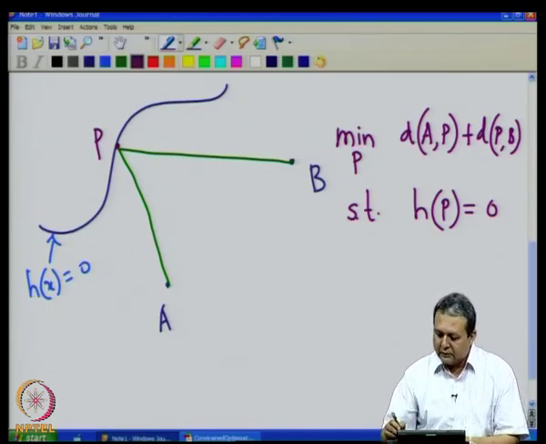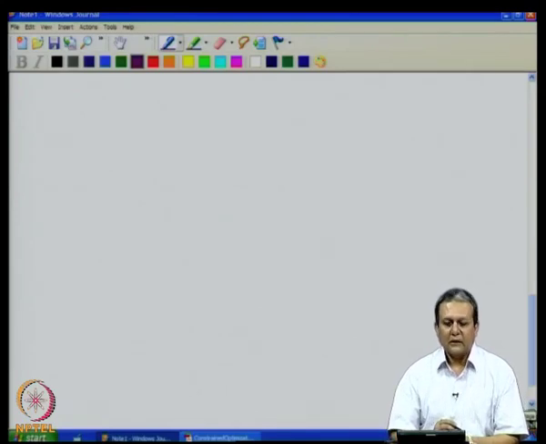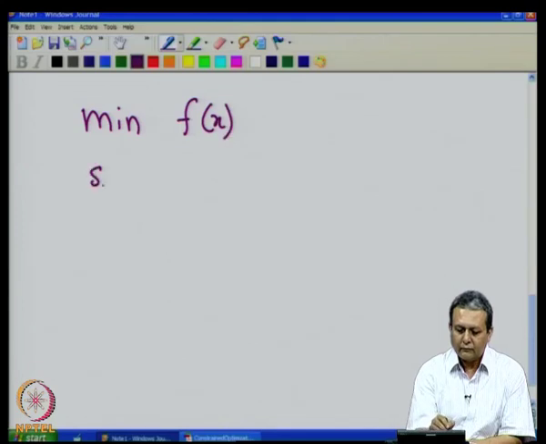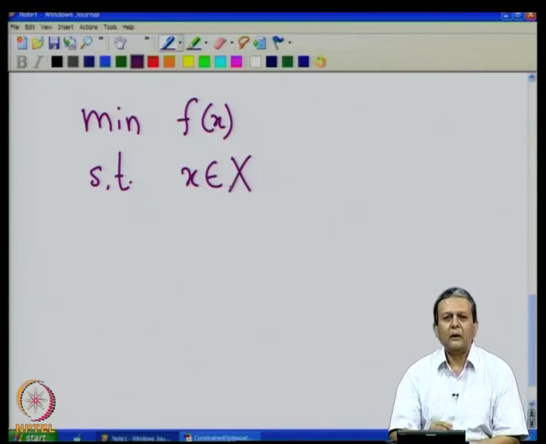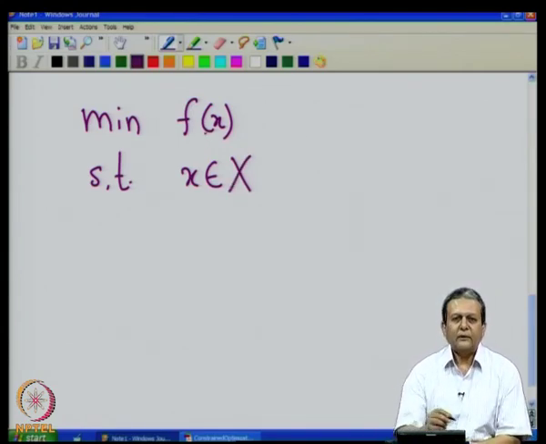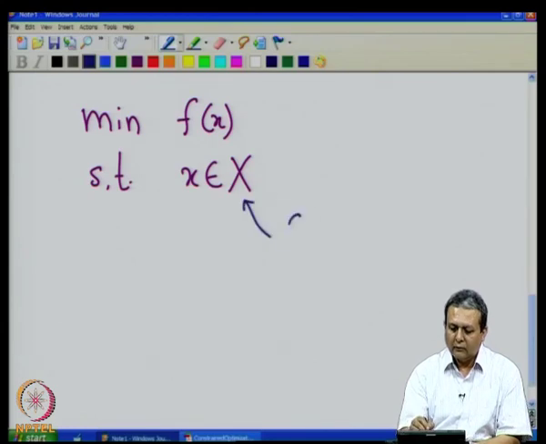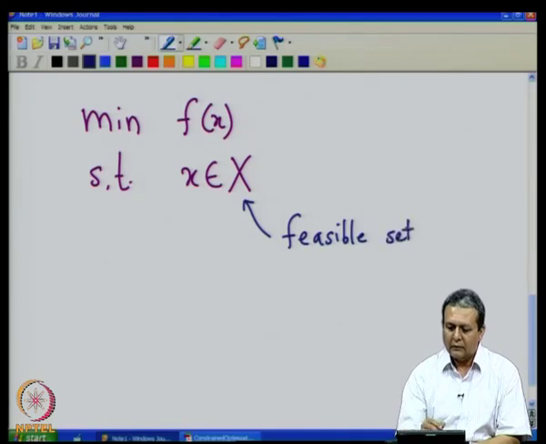Now, a general constrained optimization problem would look like this. So, minimize f of x subject to x belongs to X. Now, as usual, this f is an objective function and this X is called the feasible set, or this is also called the constraint set.